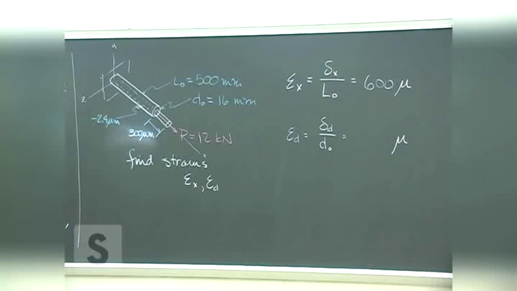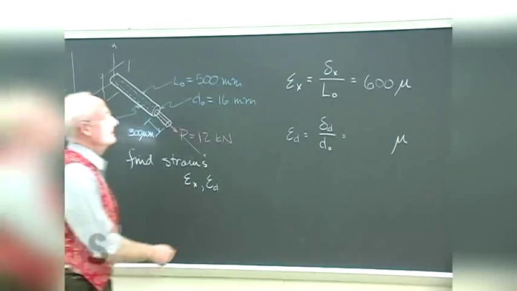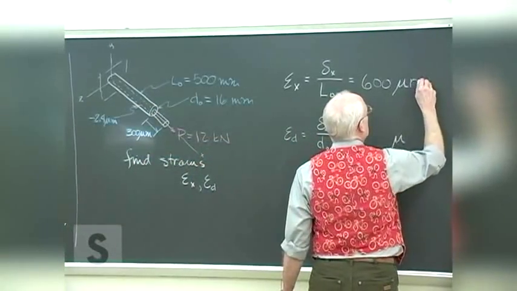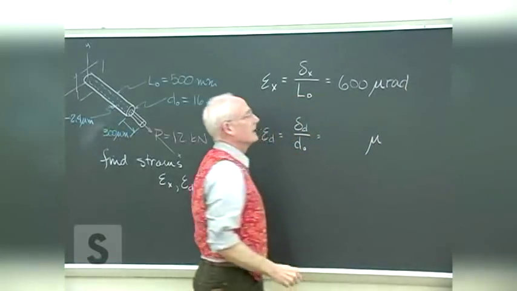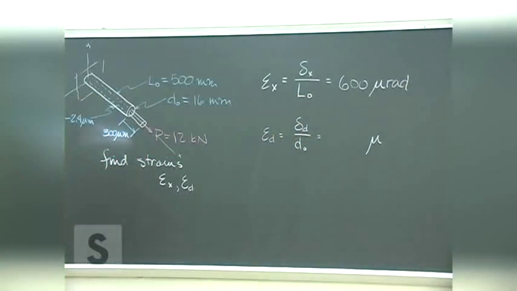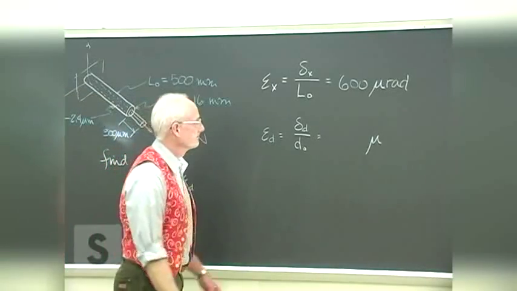No. Is this right? 600 micros? Travis, yes. You think so? Joe? Bill? Micro rads. Yeah. 600 micros, micro rads, if you wish. Whichever. The micro just means it's 600 times 10 to the minus 6th meters per meter, or millimeters per millimeter, or whatever the units are.